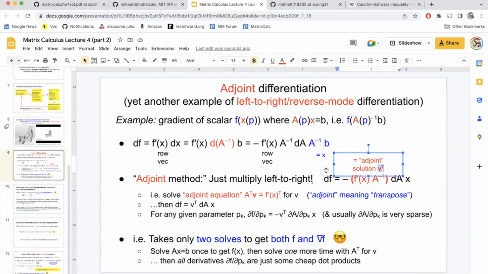So, okay, just see, did the fonts come out? Yes, good. Okay, so this should be a minus sign here.